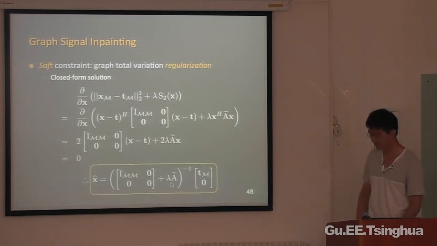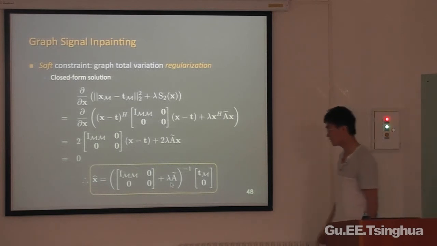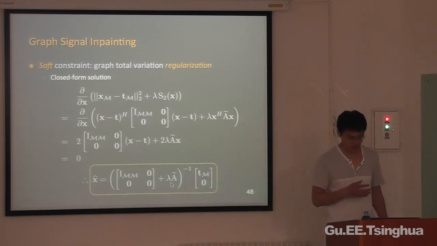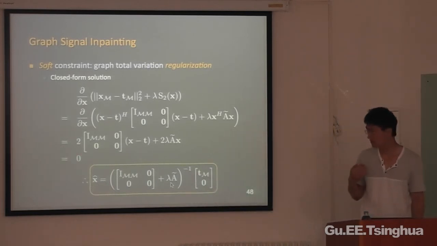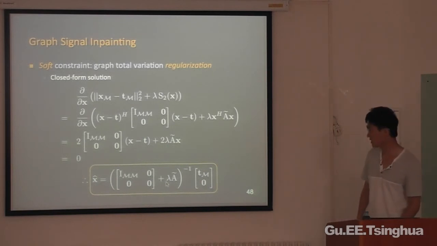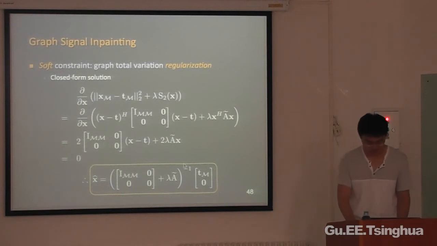And here you can see, if you set lambda to be 0, then you don't punish the smoothness. Then x is nothing but Tm. But if you set this lambda to be very large, then the result is very, very smooth on the graph.